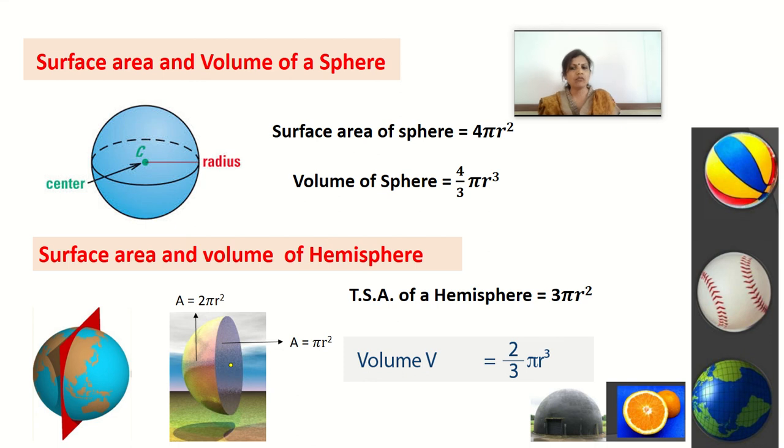Then comes volume of a hemisphere, and that is again half of the volume of the sphere, and so it comes equal to 2 by 3 pi r cube. Some of the things which you observe in your day-to-day life, which are spherical in shape or hemisphere in shape, are also flashing there on the slide. You can have a look at that.